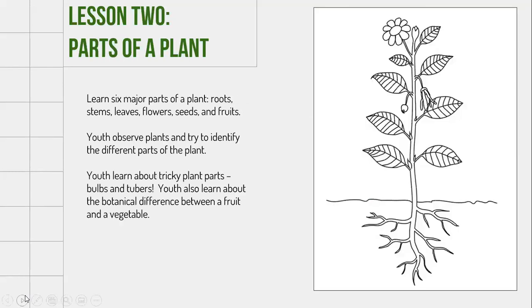To better understand some of those pieces, the second lesson talks about the parts of a plant, the six main parts. Again, some plants don't exhibit all of these, but generally speaking, those six main parts working from the ground up are going to be your roots, your stem, your leaves, and then your flowers, your fruits, and your seeds.